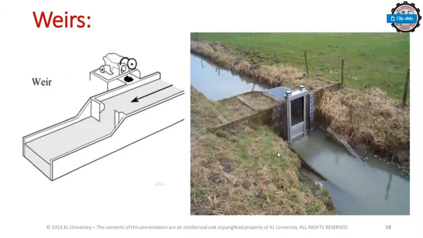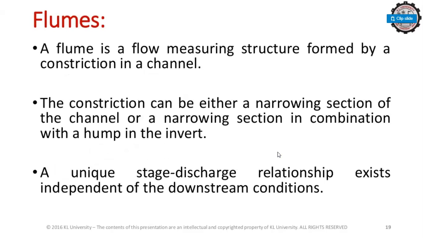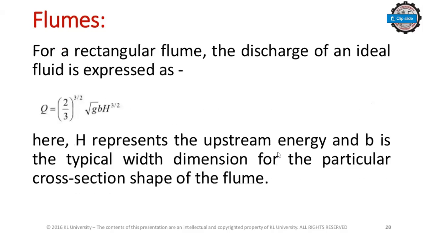This is the flume. A flume is a flow measuring structure formed by a constriction in a channel. The constriction can be either a narrowing section of the channel or a narrowing section in combination with a hump in the invert. A unique stage discharge relationship exists independent of the downstream conditions. For a rectangular flume, the discharge of an ideal fluid is expressed as Q = (2/3)^(3/2) √g B H^(3/2).